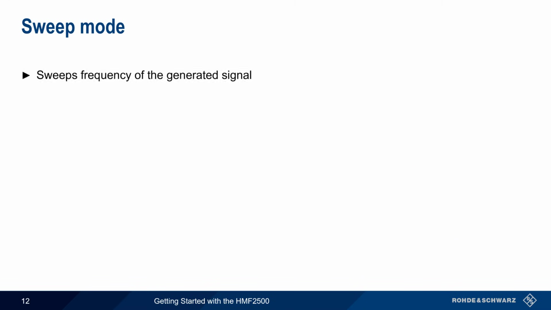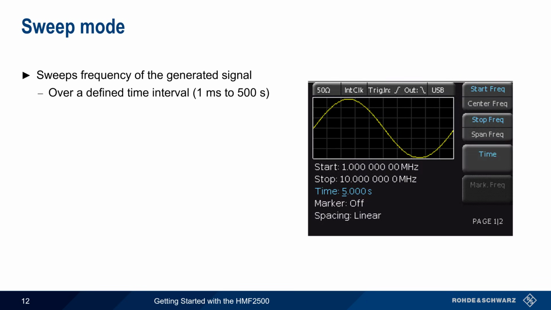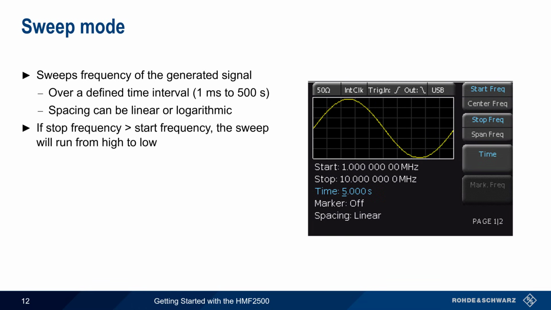The HMF can also sweep the frequency of the waveform during generation, and this is configured by pressing the sweep hard key. Signal frequency is swept over a user-defined time interval. For example, here we're generating a sine wave whose frequency sweeps from 1 MHz to 10 MHz over a period of 5 seconds. Note that the spacing can be either linear or logarithmic. If the stop frequency is set lower than the start frequency, the sweep will be run from high to low.